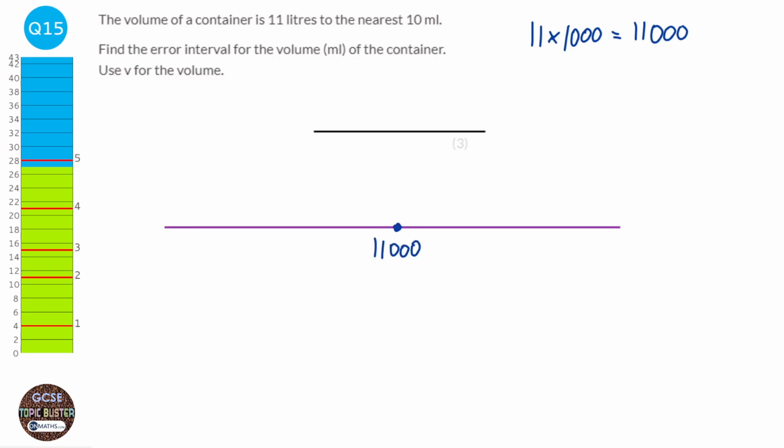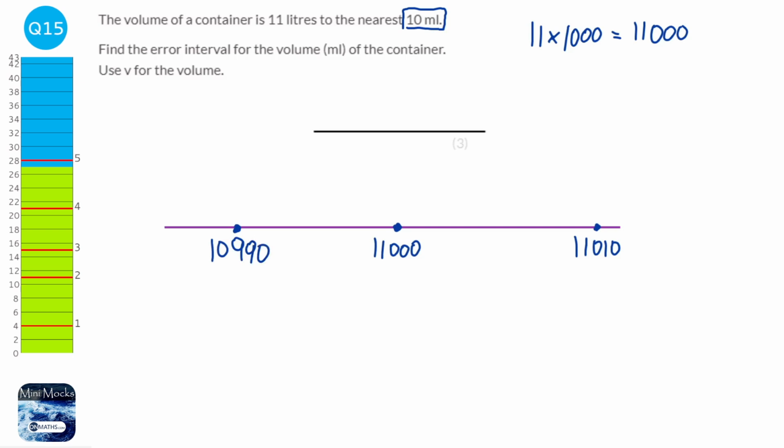Now, what would be the next one down if we're looking at to the nearest 10 mil? So we're going to add 10 mil on, which will be 11,010, and we're going to take the 10 mil away. So 11,000 take away 10 mil will be, what is it? 990.